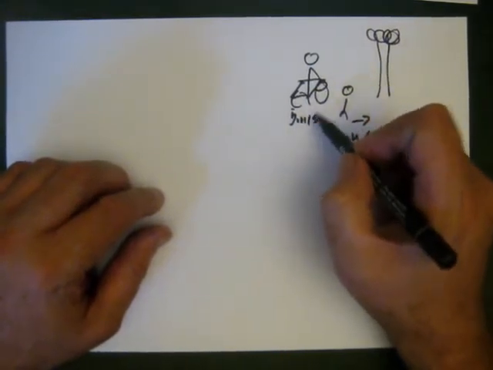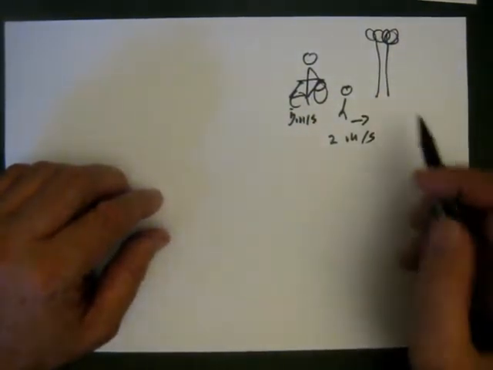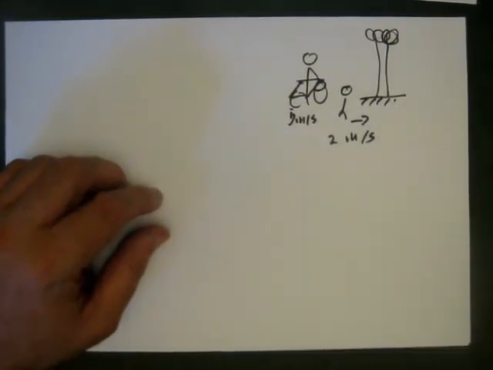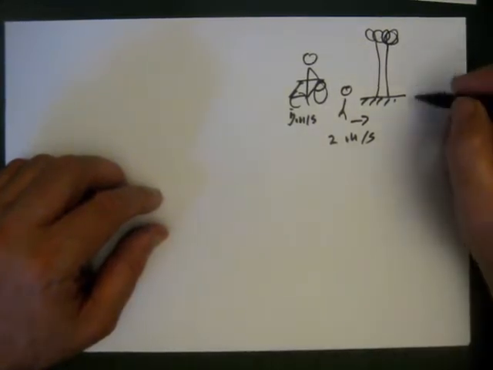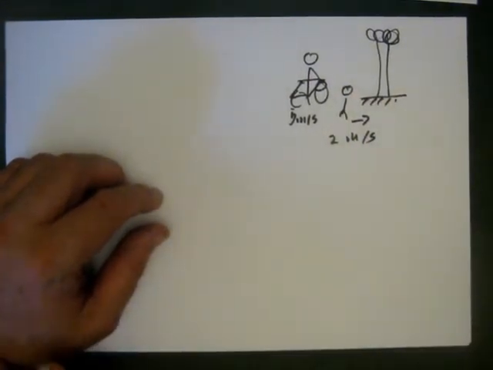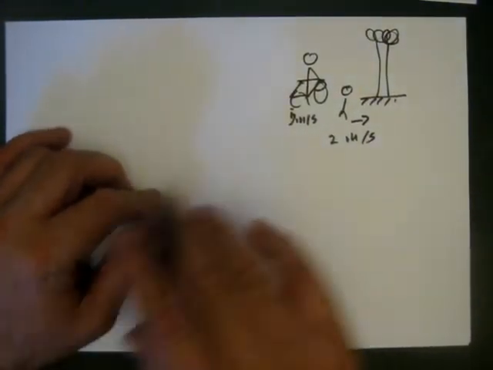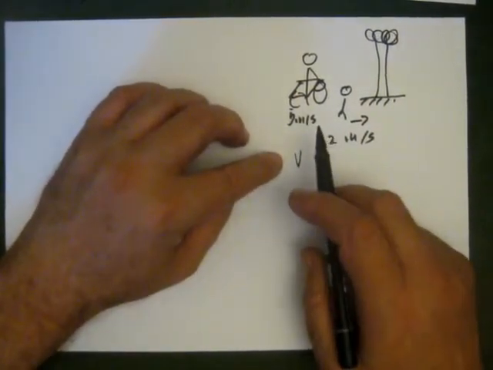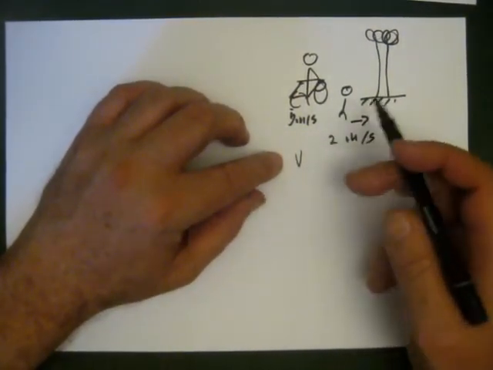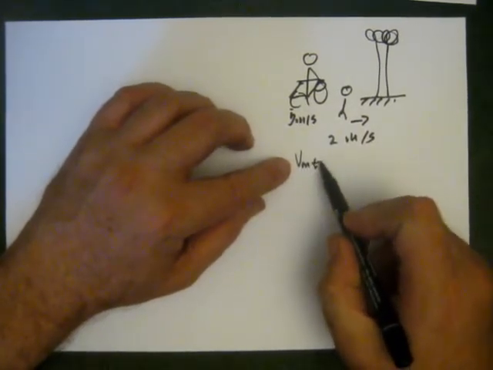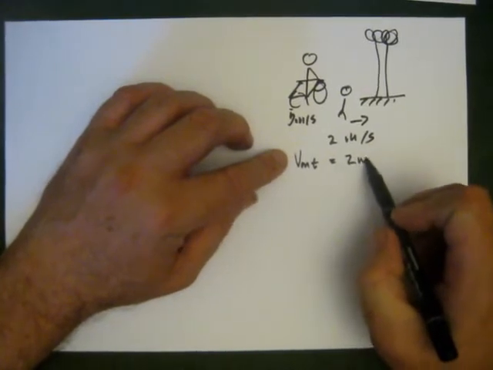Now, question is, we're going to say that Earth is that tree on the ground. So what we're going to call that is a ground system. How fast am I going towards the tree? Well, if the tree's got zero velocity, the velocity between me and tree equals 2 meters per second.